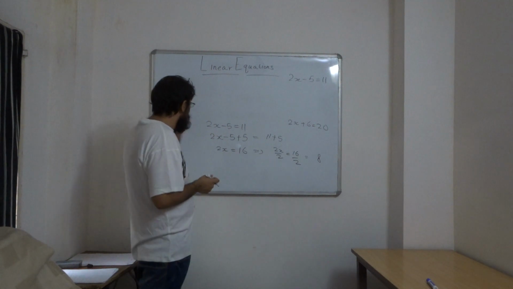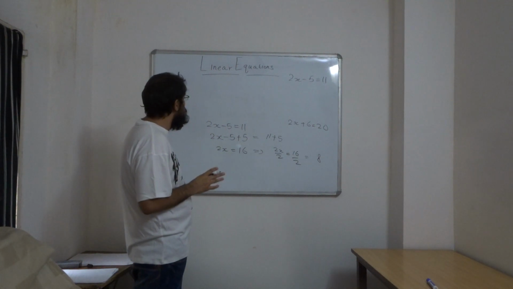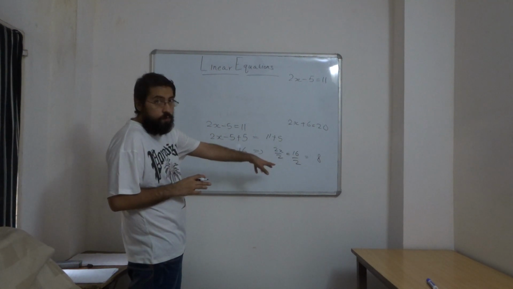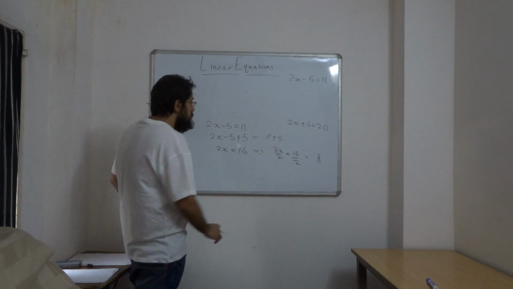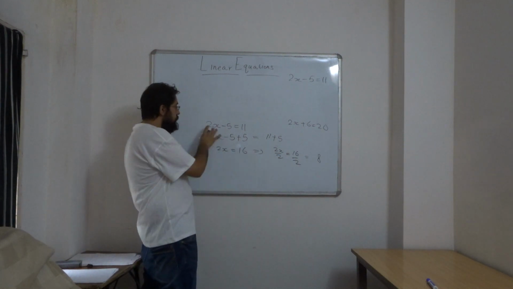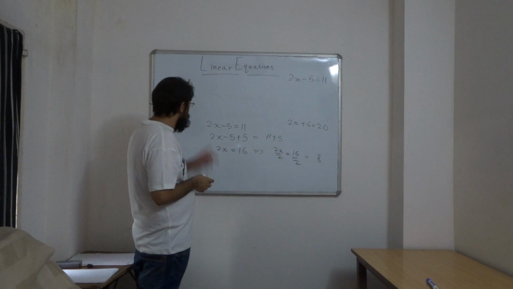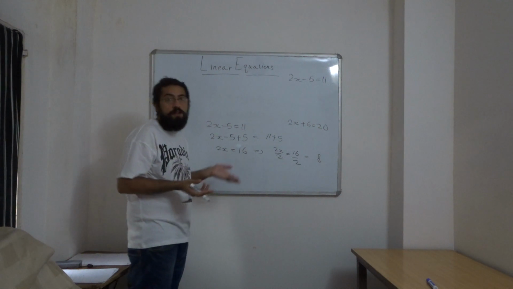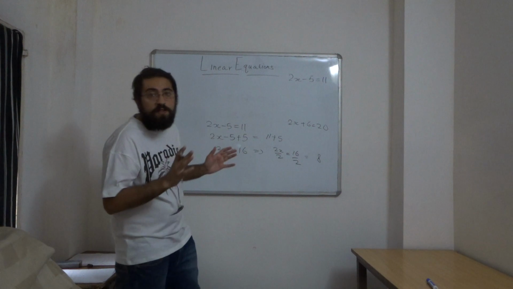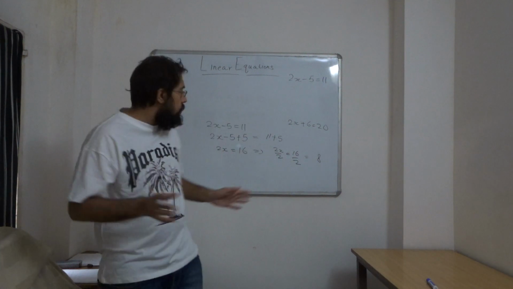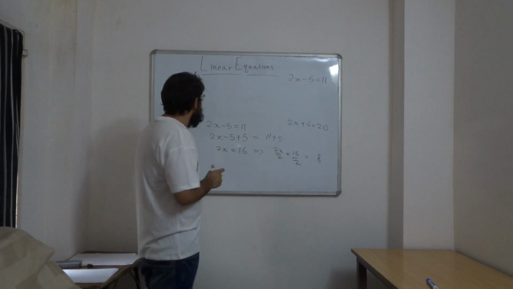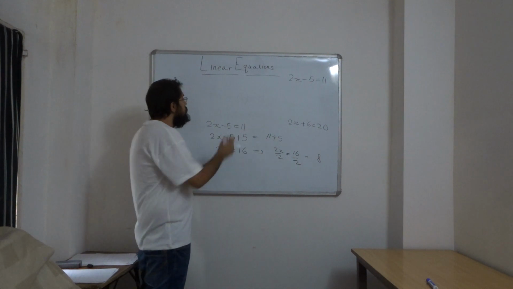Now guys, if you ever want to verify whether the answer you've got is correct, you just take the value of x and plug it in here. You get 2 times 8 minus 5. So 2 times 8 is 16, 16 minus 5 is 11. So that's verified. I hope you understood this.